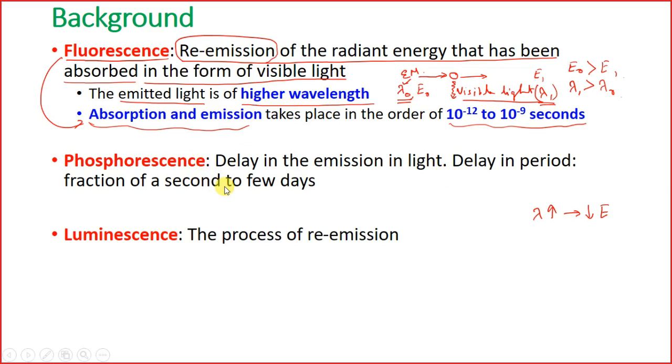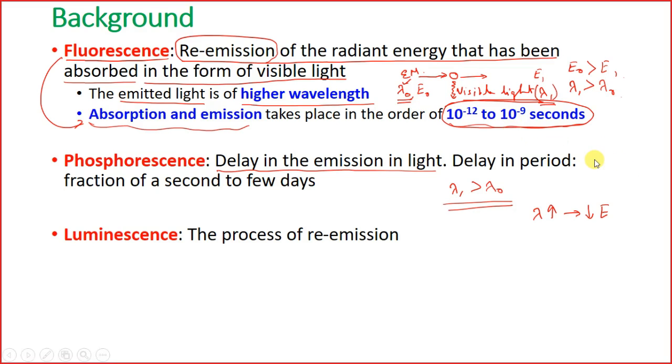Then in phosphorescence, what happens? There is a delay in the emission of the light. Okay. Here also there is an emission of light. Here also lambda 1 will be greater than lambda 0. Okay. So all the characteristics of the fluorescence and the phosphorescence will be the same. The only difference will be the duration of this process. Okay, the process over here will be much longer than this.